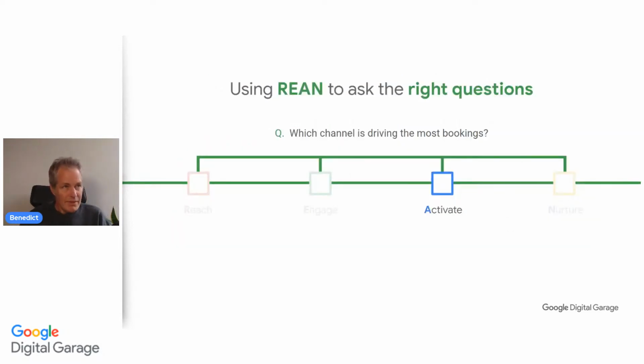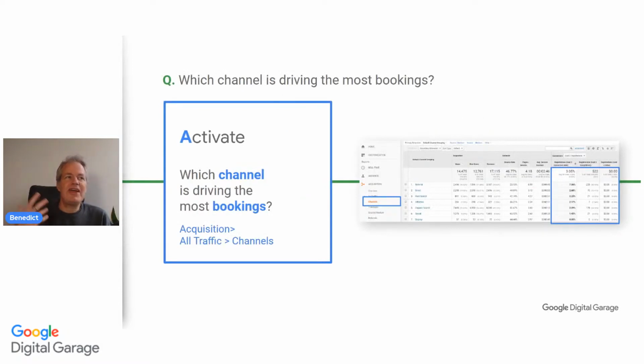Okay. Using Rian to ask the right questions, activate is all about getting people to take the action we want them to take. So it could be as easy to understand as a sale. If we don't sell online, it could be ring us up in order to book, downloading a white paper, or filling in the contact us form, for example. Okay, so which channel is driving the most bookings? I know it's not always bookings, but whatever you're particularly wanting to achieve with it.